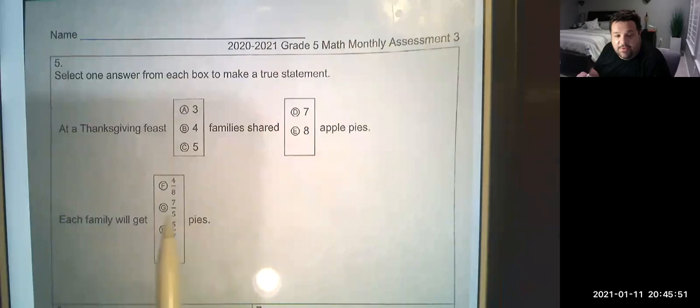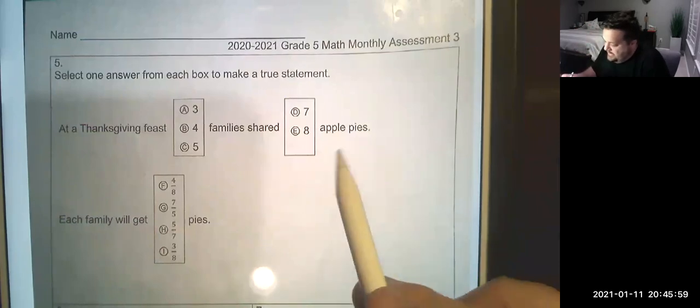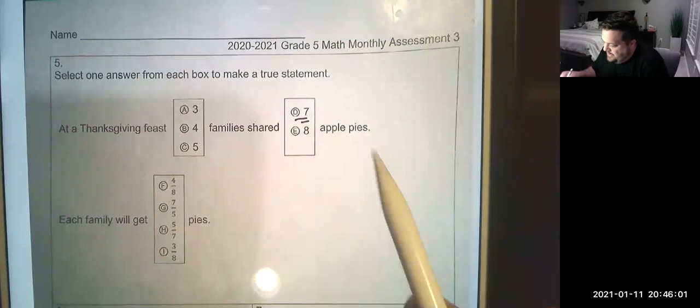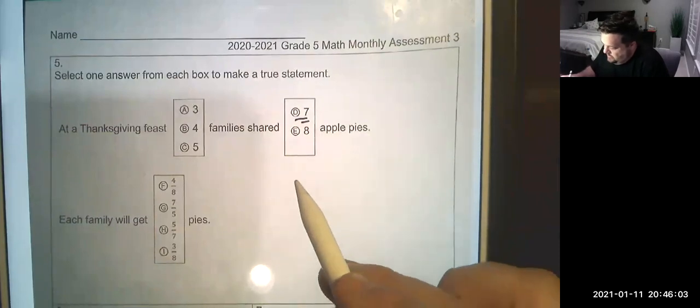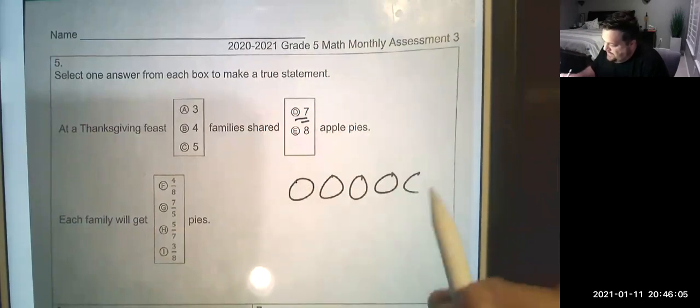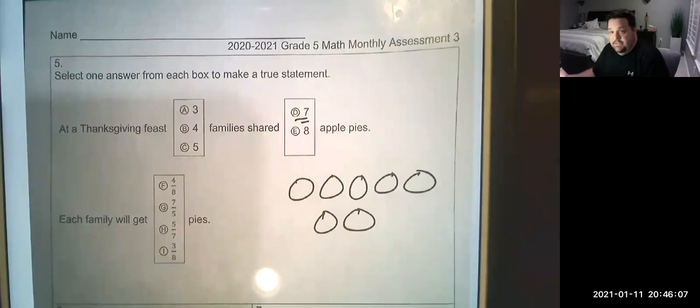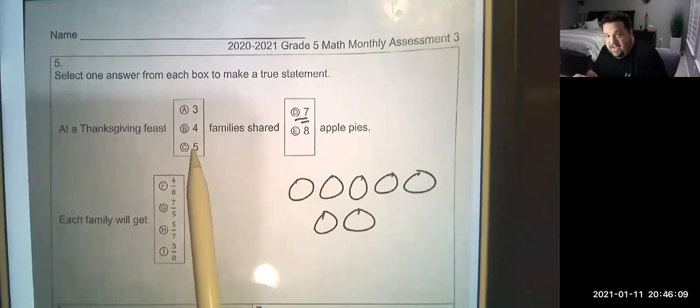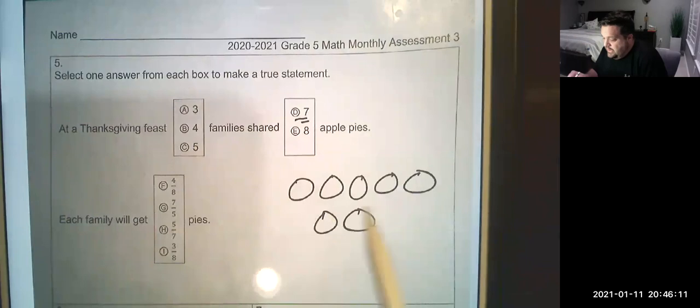Each family will get a certain part of the pie, right? The only real way to do this is to put them all in there and find the one that makes sense, or think about it. Let's pretend it was maybe going to be 7, right? So 1, 2, 3, 4, 5, 6, 7 pies. If 3, 4, or 5 families are sharing those, each family is going to get at least one pie, right? Because there's fewer families than pies.